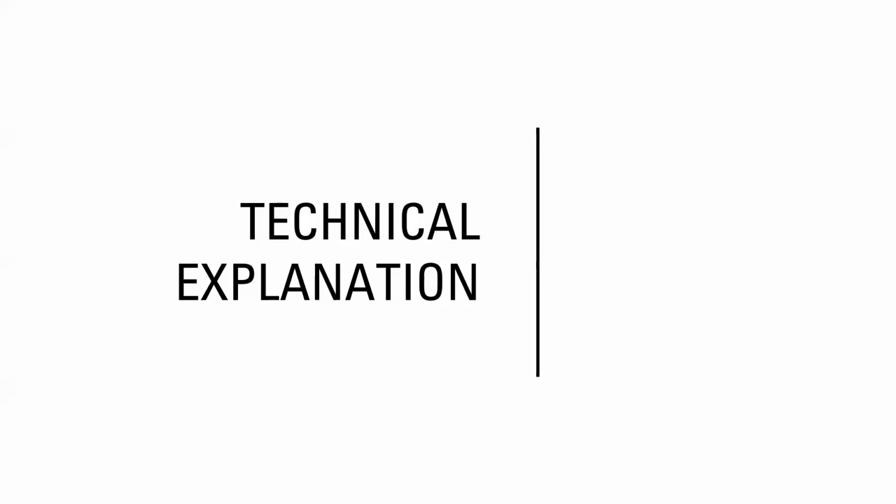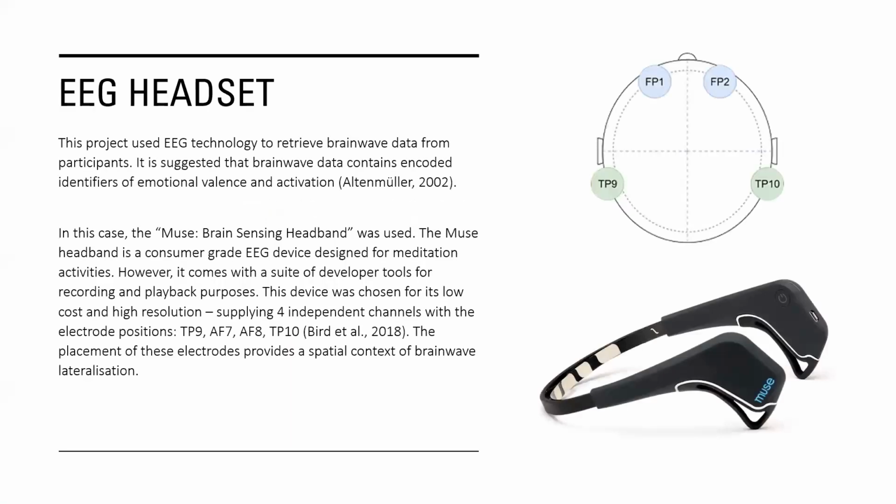It was EEG, so you use a bunch of electrodes on the scalp to read fluctuations in microvoltages, which are caused by oscillations in the brain from processes in neurons, and it's suggested that EEG contains identifiers of emotion state such as valence and activation.